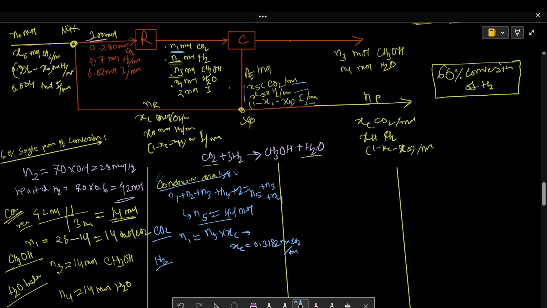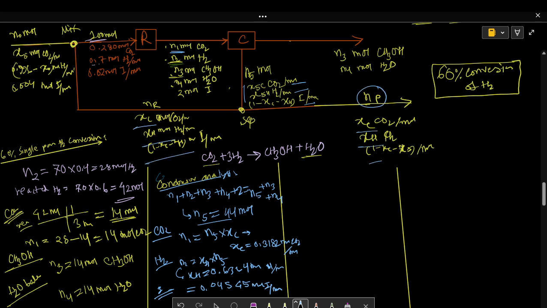And then the hydrogen balance, so N2 is equal to Xh times N5. By this we can easily calculate Xh. The molar fraction of hydrogen is 0.6364 mole of hydrogen per mole. The mole fraction of the other inert materials will be 1 minus Xc minus Xh, which is equal to 0.04545 mole inert per mole. So now we have already identified Xc, Xh, and 1 minus Xc minus Xh.